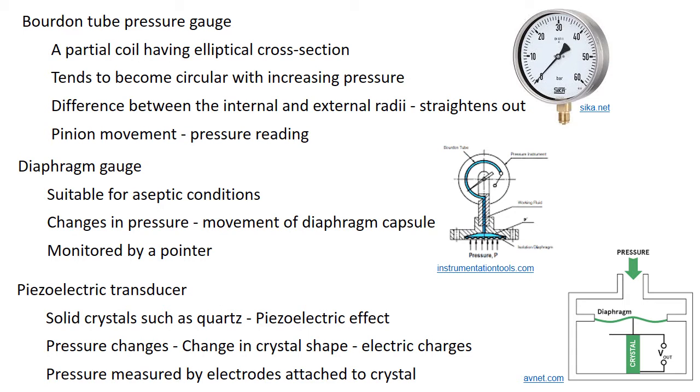We can measure pressure by using piezoelectric transducers. Certain solid crystals, such as quartz, have an asymmetrical electric charge distribution. Any change in the shape of the crystal due to pressure changes will produce an electrical change in the charge on the crystal. This is the piezoelectric effect. So the pressure can be measured by means of electrodes attached to the crystal.